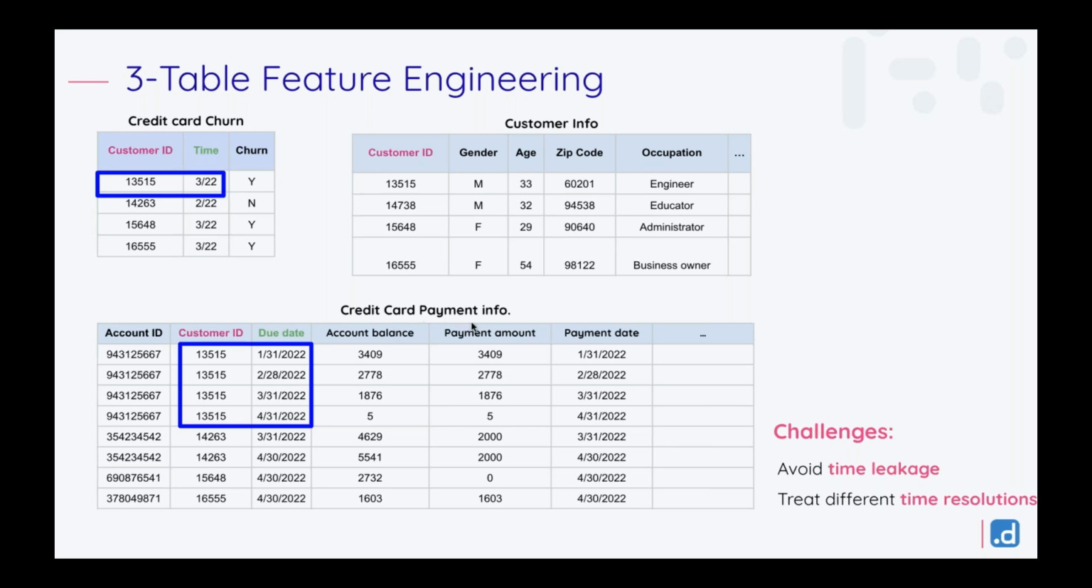However, if you look at this credit card payment information table, this table captures for this customer 13515 all their credit card payment information starting from January 2022 all the way through April 2022, because this is a transactional table. Every time something happens, it will just insert a record. Then in this case, in order to build the right feature for this particular problem, how do we select the right time range, so that we can use the right amount of data to build a feature? That's the issue of time leakage.